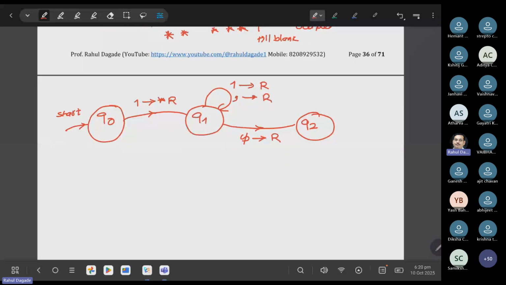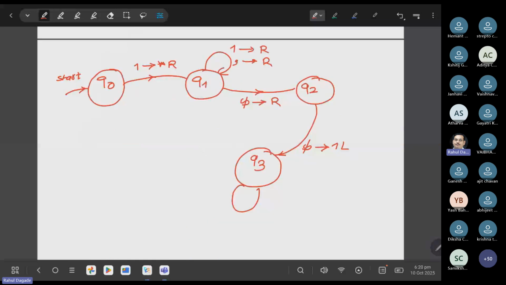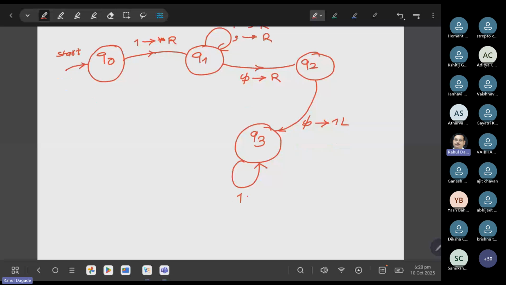So if it gets blank in this state, then write 1 to it, move the pointer to the left, and come to Q3 state. And what is Q3 state doing? Q3 state is doing the go back. That is the operation it is implementing. That is, come back. So how to come back? Again you have to rewind the pointer head. If it gets 1, then move to the left. If it gets comma, move to the left. And when it gets star, move the pointer to the right and come to Q0 state.